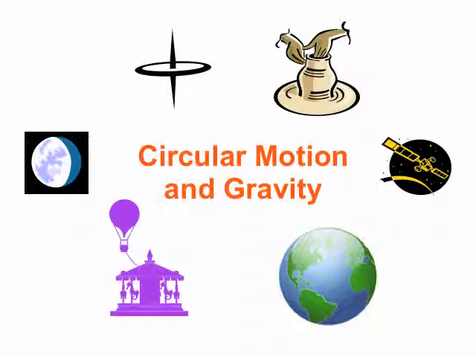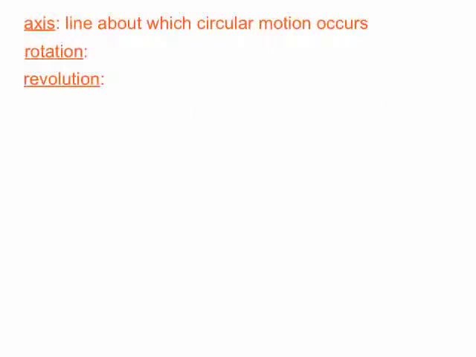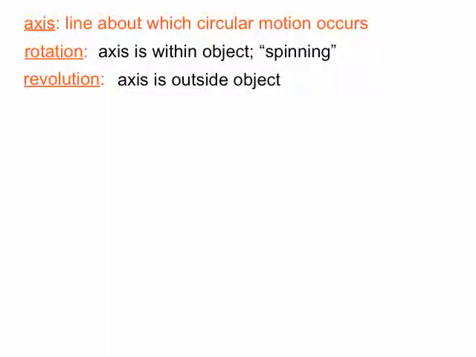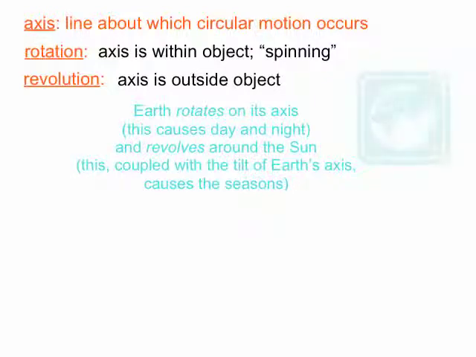We're getting into the chapter on circular motion and gravity. Some simple vocabulary we want to look at. First word is axis. Axis is the line about which circular motion occurs. Rotation means that the axis is within the object, so the object itself is spinning. Revolution means the axis is outside the object, so the object is going around something. It's not the object itself that's spinning.